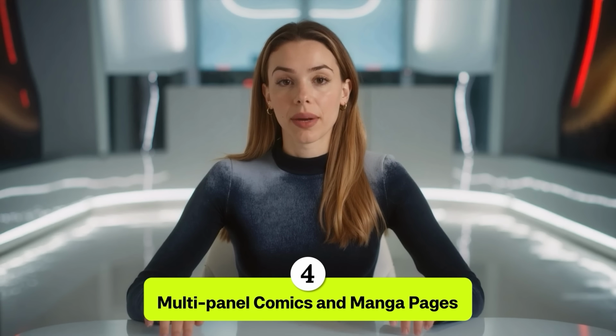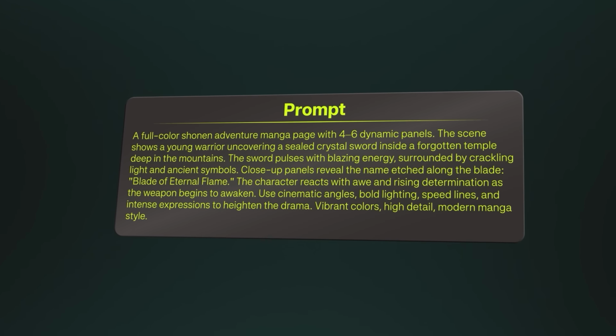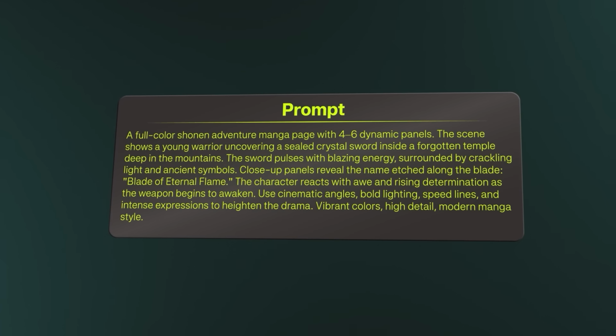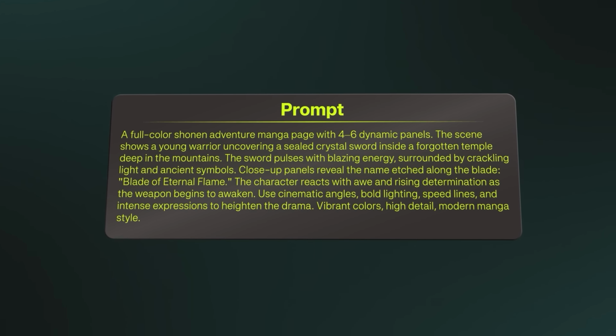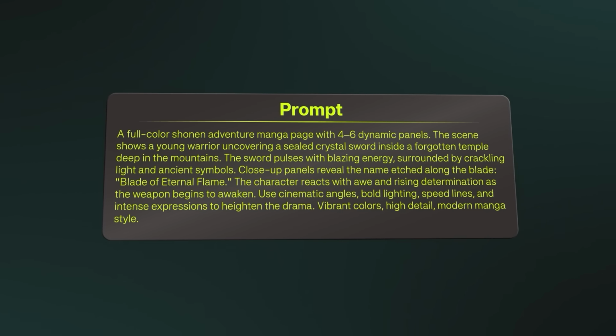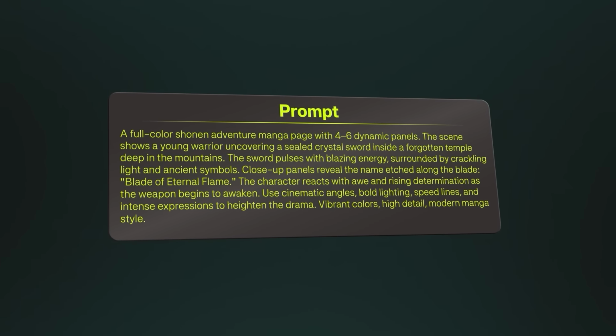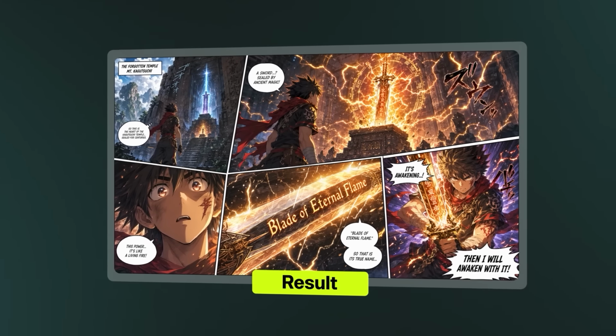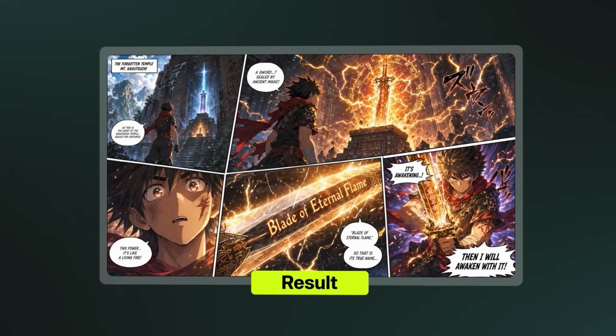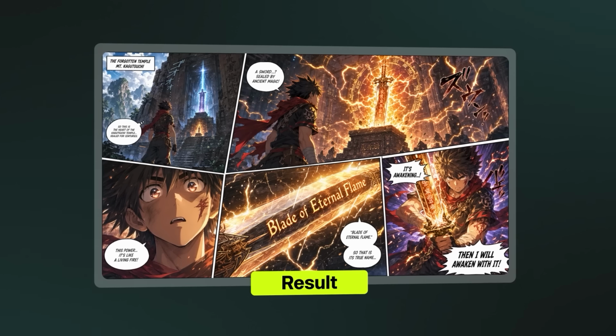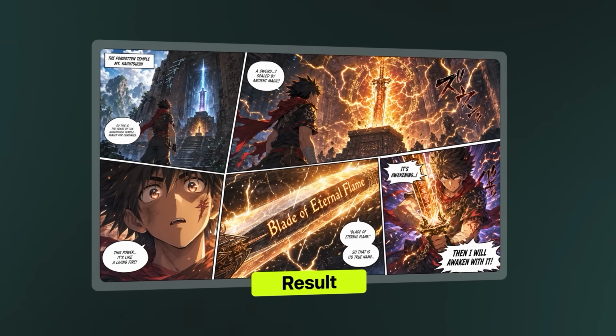Now moving on to the fourth, which is multi-panel comics and manga pages. This is where thinking mode and the multi-image feature really show their value. I used a prompt where I described a full-color shonen manga page with 4 to 6 panels. A young warrior discovering a crystal sword called the Blade of Eternal Flame inside a mountain temple, with speed lines, energy bursts, and close-up emotional shots. The output looks like a real manga page. The panels are dynamic, the text in the speech bubbles is readable, and the energy effects land exactly the way you'd expect in a shonen fight scene.